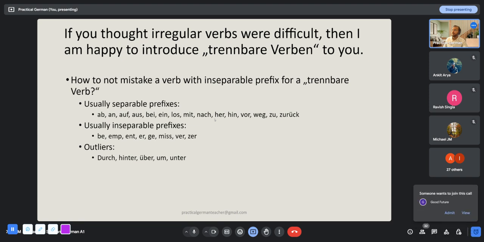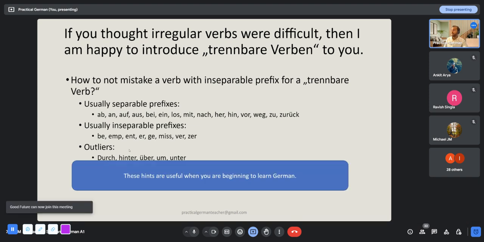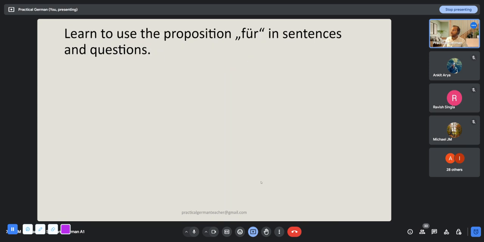Okay, guys, any questions, please ask. As I said, these hints are very useful when you are beginning to learn German. After you pass A2, you can forget them because you will know them just like that. You don't have to.